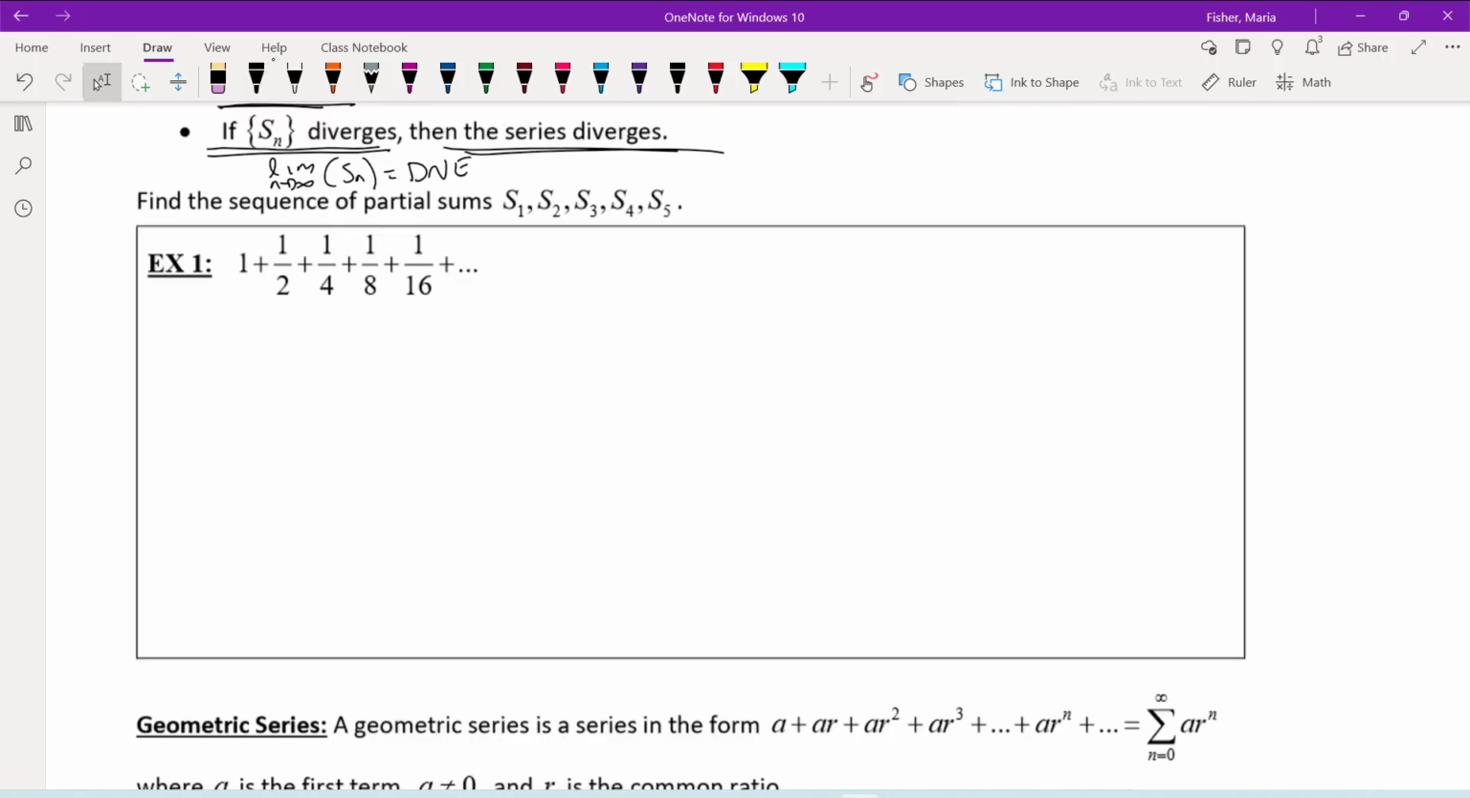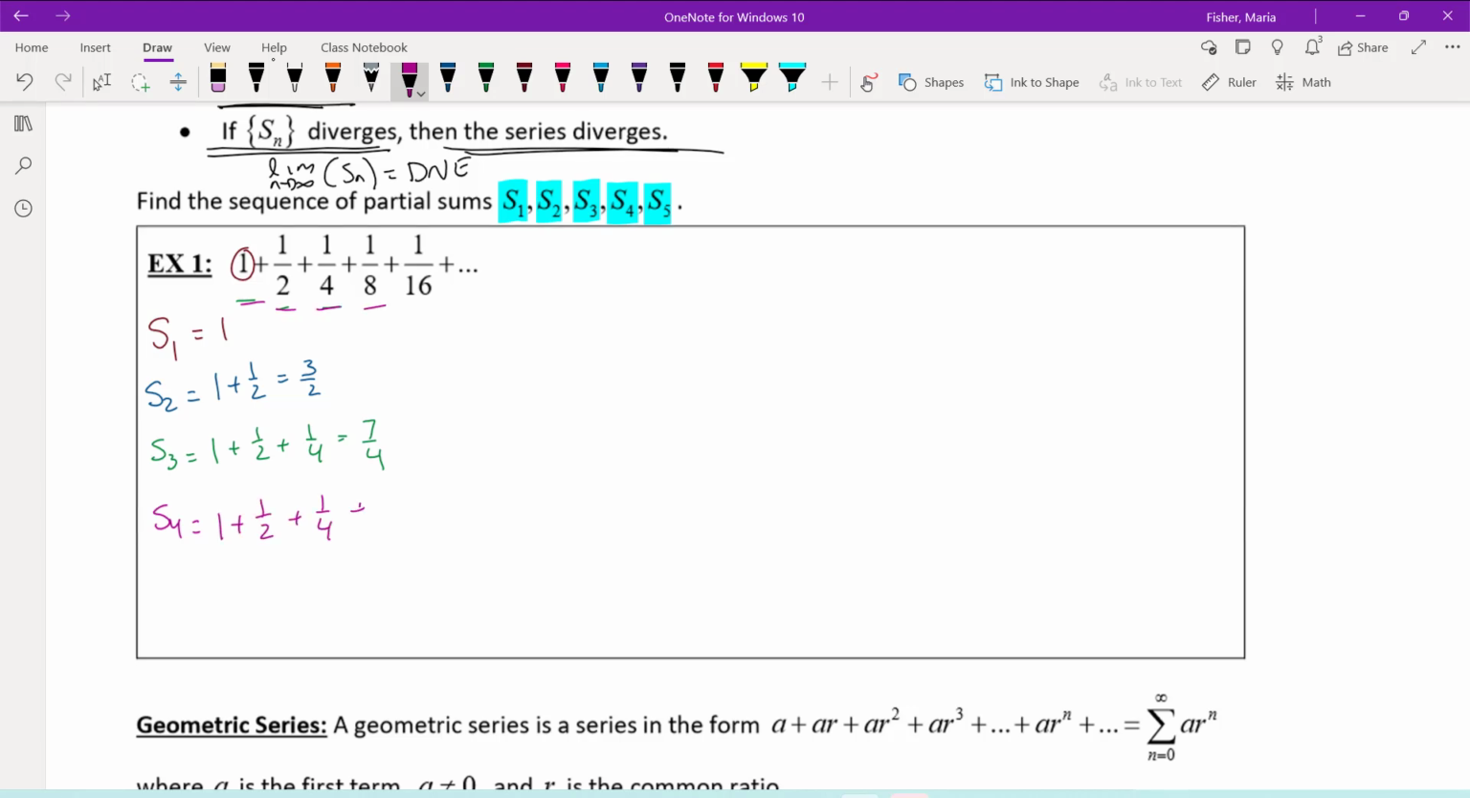We want to find the sequence of partial sums s sub 1, s sub 2, s sub 3, s sub 4, and s sub 5. Well, s sub 1 just wants you to add the first term. Well, the first term is just 1, so s sub 1 is just equal to 1. S sub 2 wants you to add the first two terms together. So 1 plus a half, if we were to add those together, we end up with 3 halves. S sub 3 would be the first three terms, 1 plus a half plus a fourth, and we end up with 7/4. S sub 4 would be 1 plus a half plus a fourth plus an eighth, and we'd end up with 15/8.